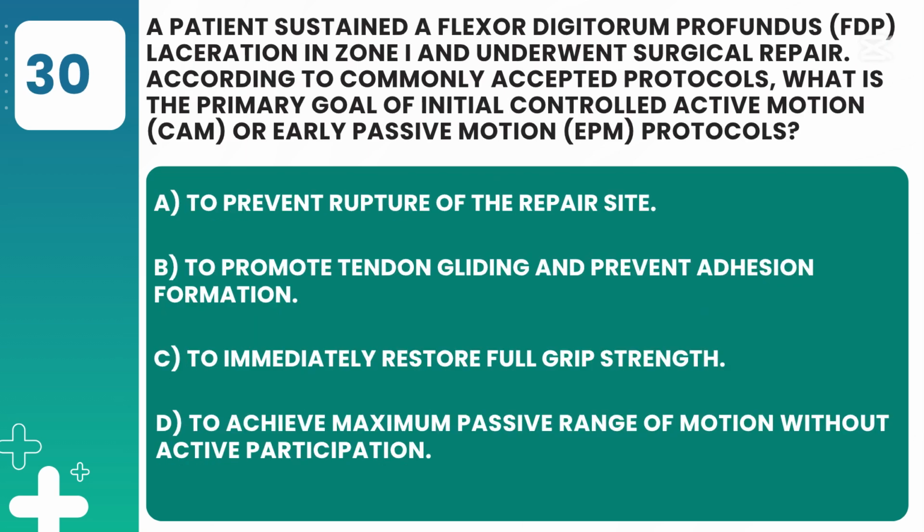Question 30. A patient sustained a flexor digitorum profundus, FDP, laceration in zone I and underwent surgical repair. According to commonly accepted protocols, what is the primary goal of initial controlled active motion, CAM, or early passive motion, EPM, protocols? A. To prevent rupture of the repair site. B. To promote tendon gliding and prevent adhesion formation. C. To immediately restore full grip strength. D. To achieve maximum passive range of motion without active participation.